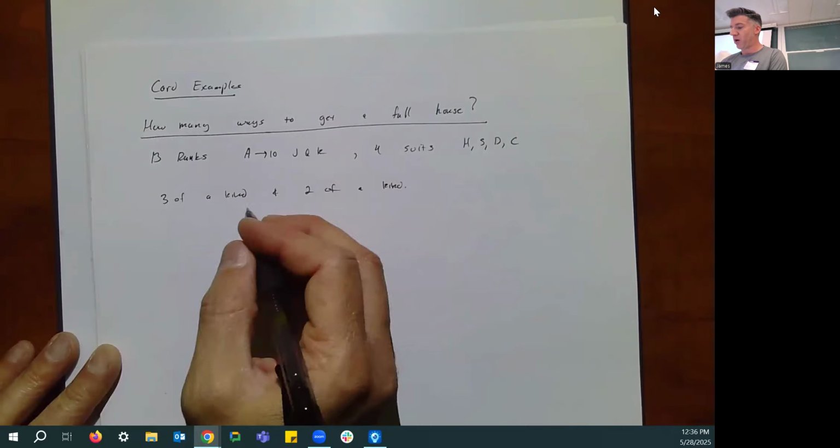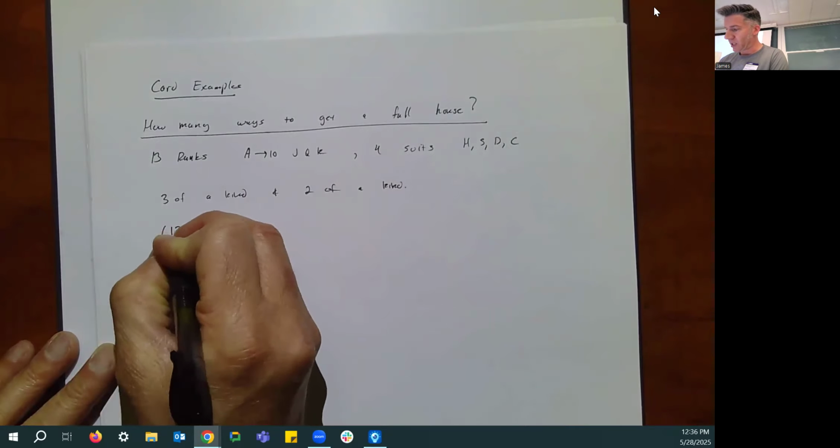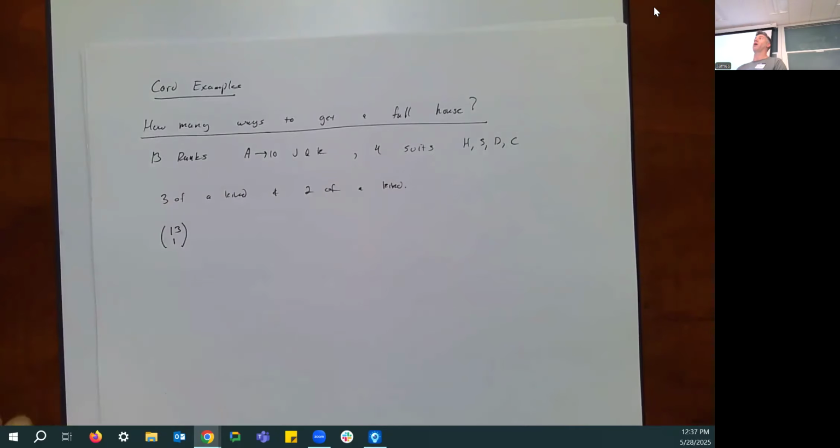So if I want to pick a rank, there are 13 choose 1 ways I could pick a rank for the three of a kind. I could pick three kings, three aces, three jacks, three queens, etc. But then after I've chosen which rank I want, I then have to pick which of the four different suits of that card I want.